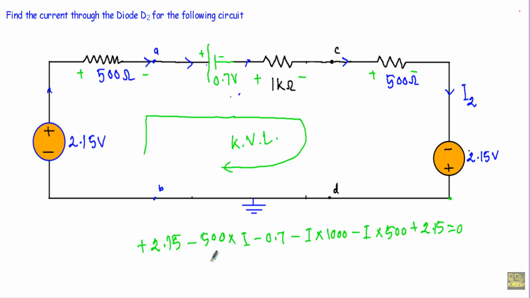Now if I perform required calculation, I will be equal to 3.6 divided by 2000, from which I will get our current through the diode D2 will be equal to 1.8 milliampere.